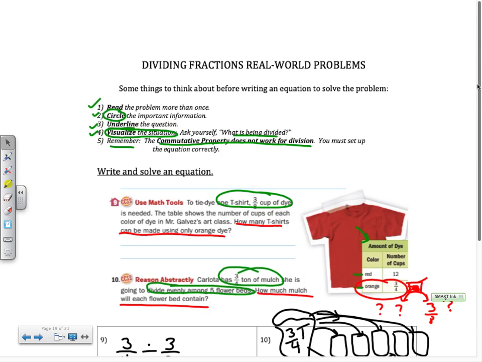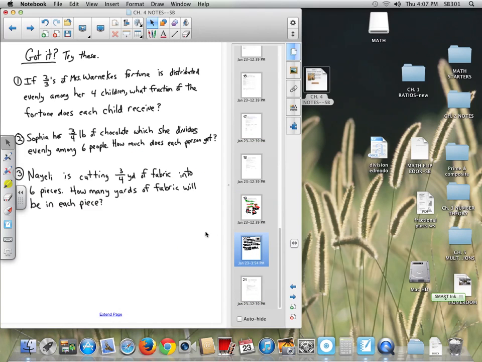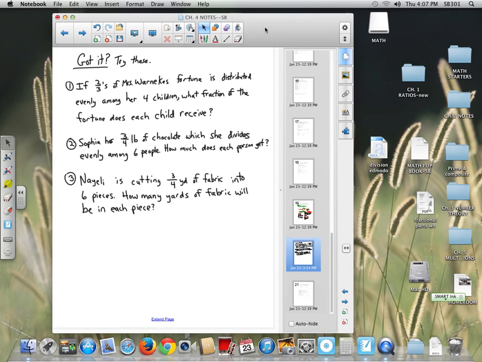All right, let's look at the next page where you will have to answer 3 problems on your own. Okay, I have 3 problems written here for you. Why don't you stop the video, write down the problems on a separate sheet of paper, set up an equation so it is set up correctly, and go ahead and solve it. And we'll talk about these problems in the morning.